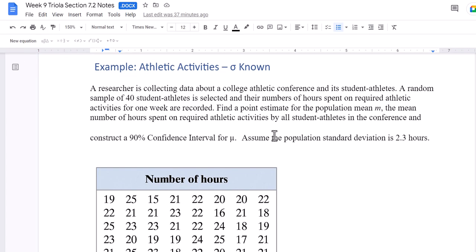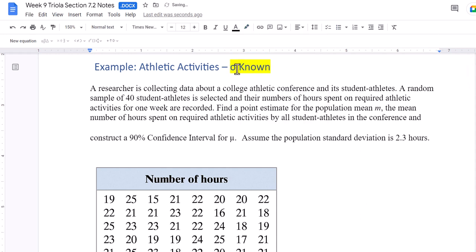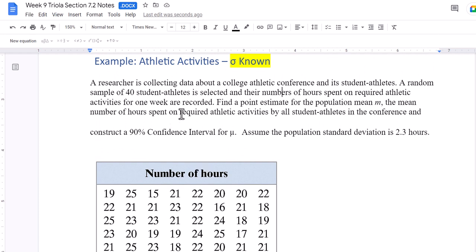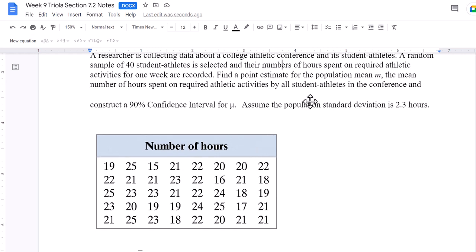All right, now for the next example. In this one, sigma is known. So now we know sigma, which means we're going back to using z-scores. This data is the number of hours the athletes spend on athletic related activities, and you can find this data in StatCrunch, under athletic hours.